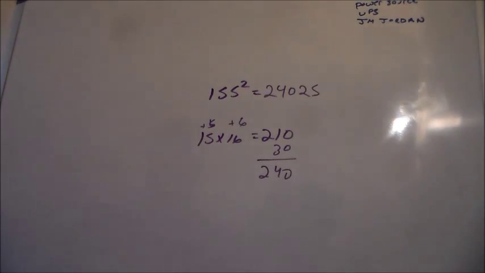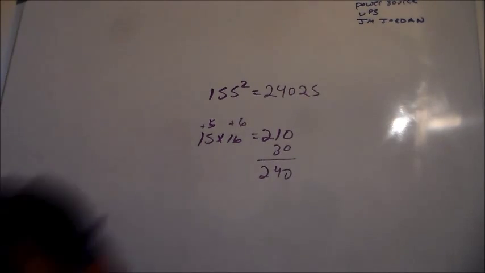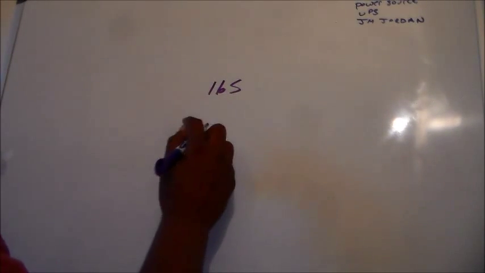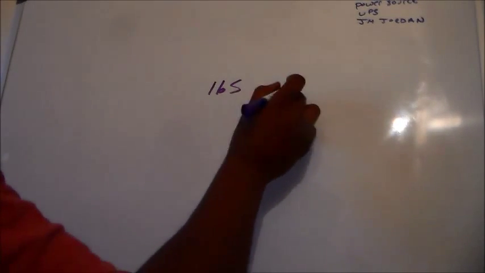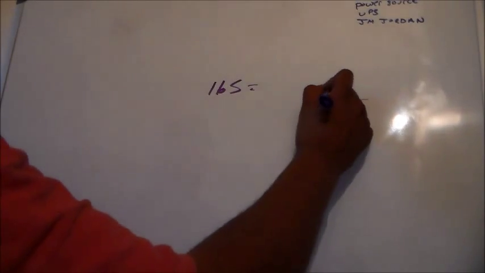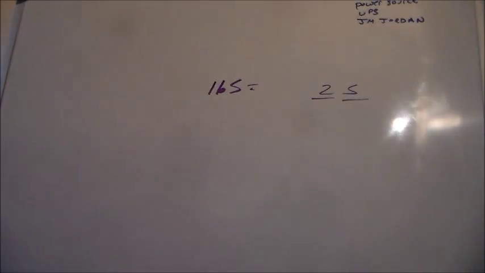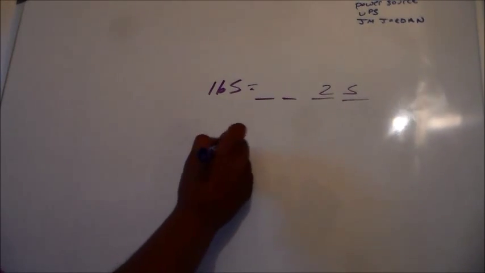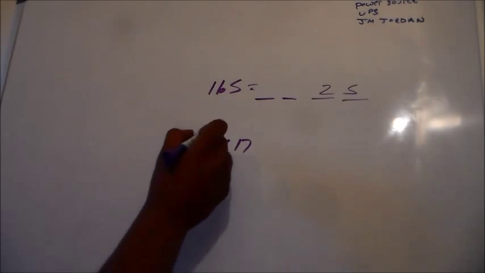24025 is the answer. So you guys can see how quickly I come up with these numbers. 165 squared, 16 times 17, and then the last two digits. So we automatically always know when it ends in 5, we already know the last two digits of 25. We just got to work out the 16 times 17, right?